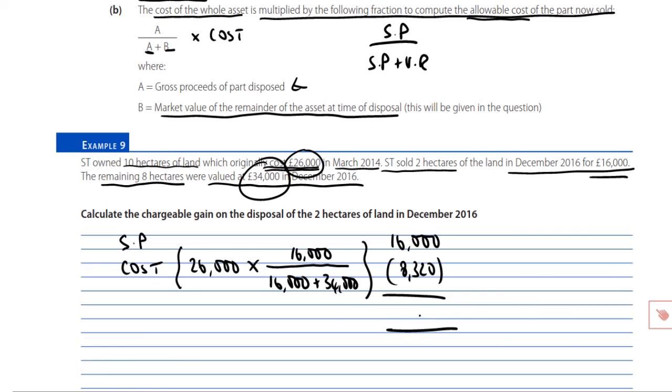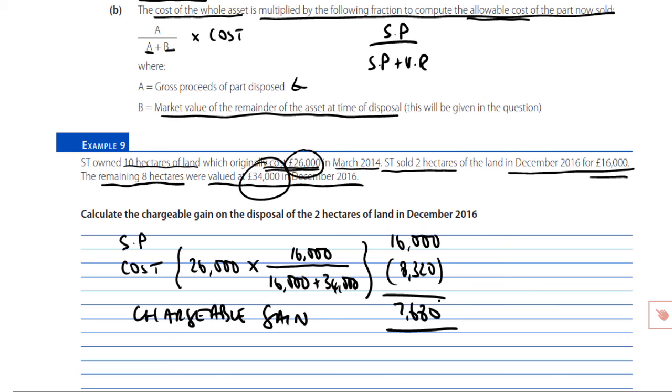Take away from your proceeds, and you were therefore looking at a chargeable gain of £7,680, and the job is complete. So that therefore is a part disposal. It's a value-based apportionment of the original cost to know how much of it should now be expended against this part of what was the entire asset originally purchased.